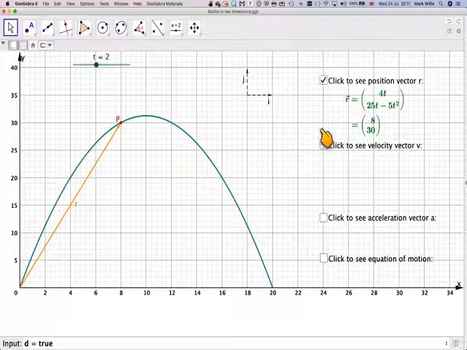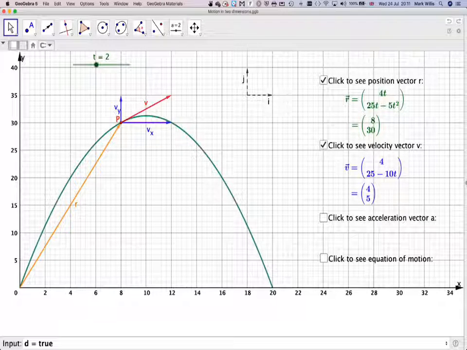So it's an attempt to write things in terms of vectors. Now, if we want to get the velocity vector, we know from our work on kinematics or variable acceleration that if we differentiate this, we get 4, and if we differentiate this, we get 25 minus 10t. This gives me what's known as the velocity vector. Here we have the two components of the velocity vector.